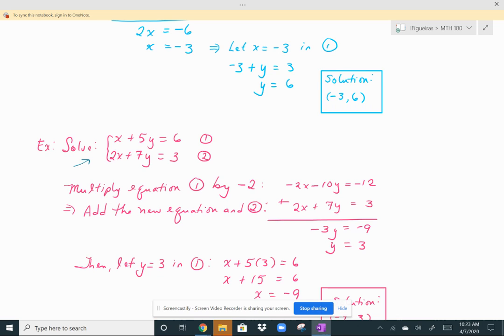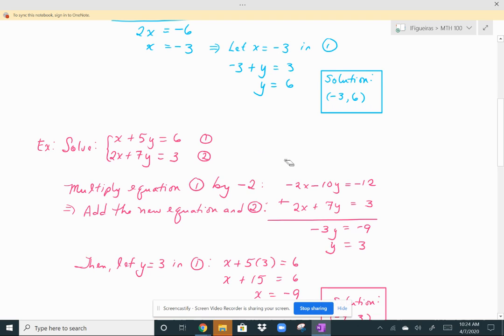In order for me to eliminate the x's, I need the top equation, or equation 1, to have a negative 2x in the first position. In order for that to happen, I have to multiply equation 1 by negative 2. When I multiply equation 1 by negative 2, that means I have to multiply negative 2 by every single term, not just the x. So that's what you see immediately to the right here. Equation 1 multiplied by negative 2 is negative 2x minus 10y equals negative 12.